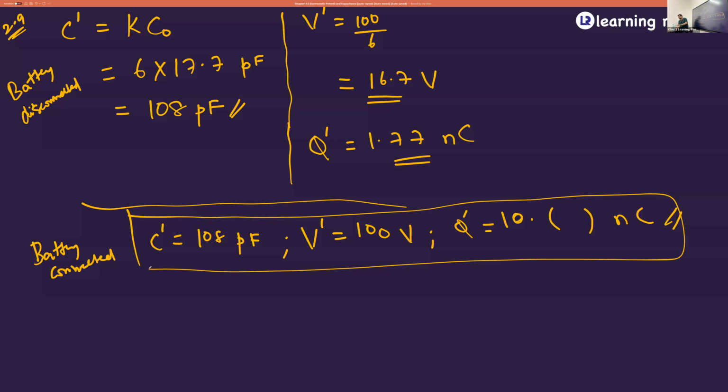That is 10 power minus 8. So if you take it as 10 point something, it will become nanocoulomb. Okay, so this is the first part, no? Second part is this matching. When the battery is disconnected, all the three are matching.